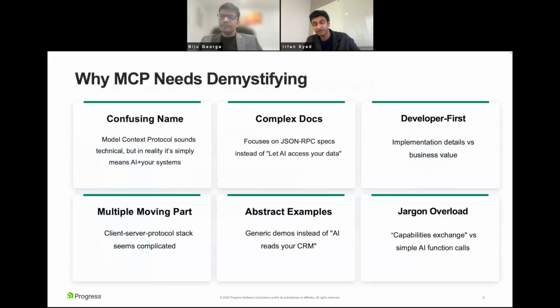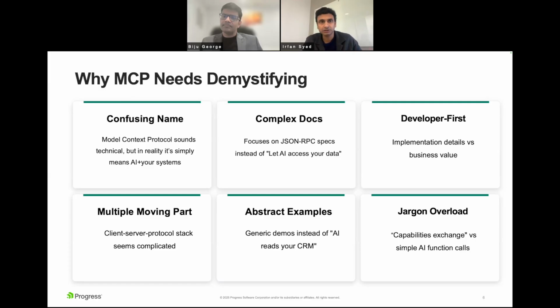Now, why does MCP need demystifying? I mean, though it's been a technology that's been utilized for the past 1 year by many, many industries, it's always confusing when I talk to people. When I talk about MCP and what it does, it's really, really confusing for some people. And the reasons are: confusing name. Model context protocol just looks like some kind of HTTP protocol, but it's beyond the protocol. Technically, it means that you're exposing AI to your systems in this world using this MCP technology. But the way you see it, it's just a protocol, but it's not.